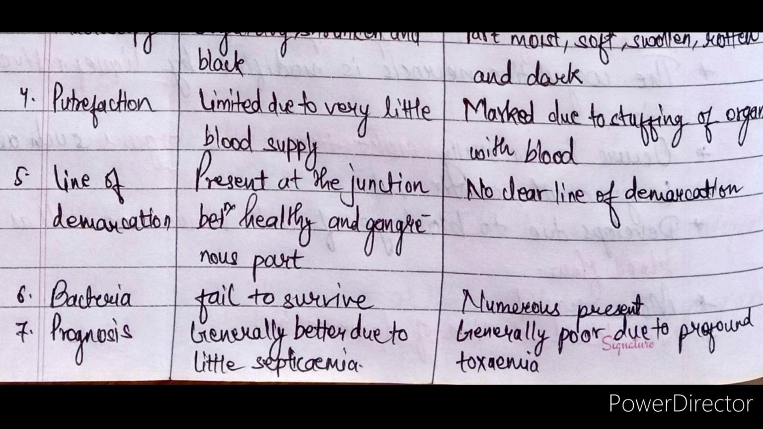And few or no bacteria are present in dry gangrene, so they fail to survive in dry gangrene. Whereas in wet gangrene, bacteria are abundant, that is, numerous bacteria are present in wet gangrene. And the prognosis of dry gangrene is generally better due to little septicemia, whereas in wet gangrene the prognosis is generally poor due to profound toxemia. So this was all about the difference between dry and wet gangrene.